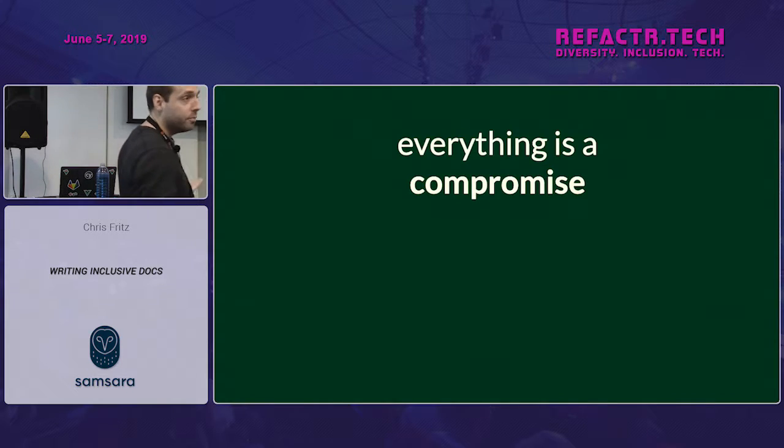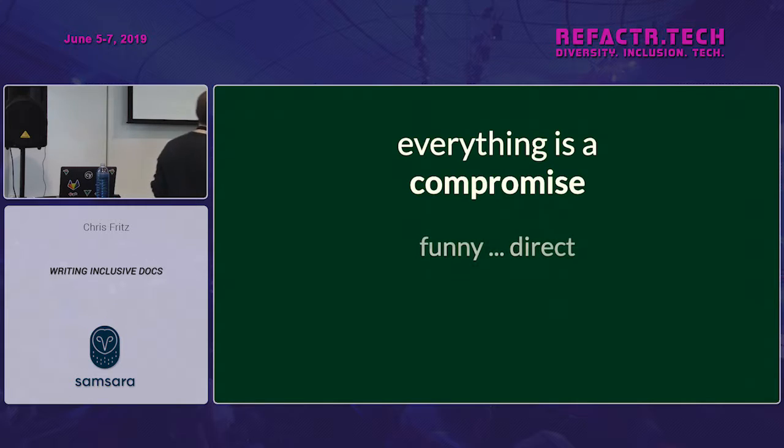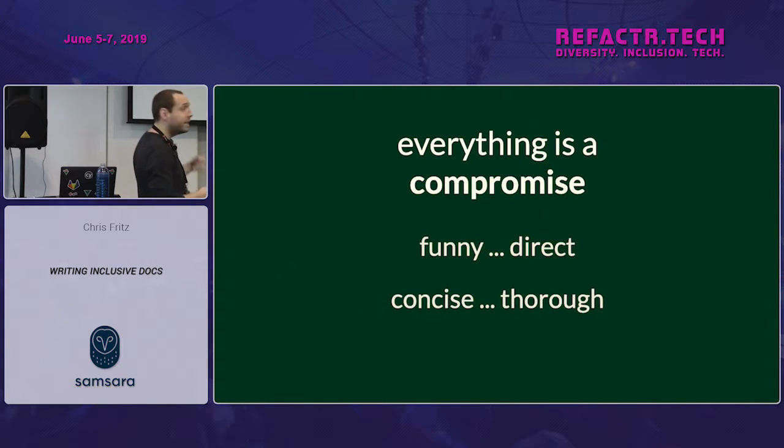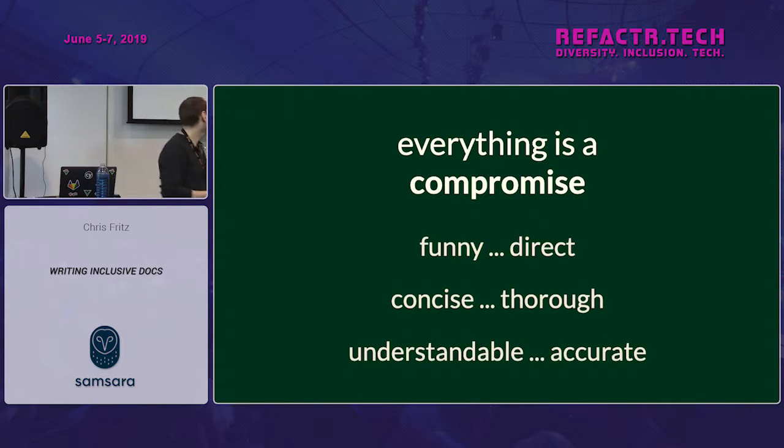So no matter what, everything is going to be a compromise. You can be funny and approachable, or more direct and to the point. You can be concise, or you can be thorough, exploring all the possible edge cases. You can be understandable, or accurate, and go into not only how this feature works, but also how we built it, and if you find some bug, here's how you would contribute.